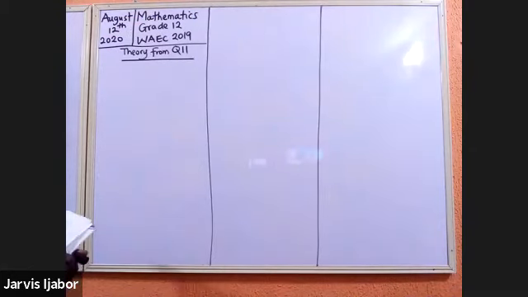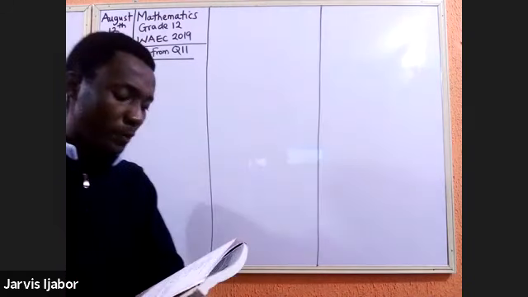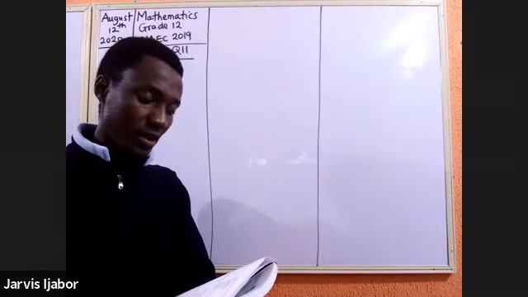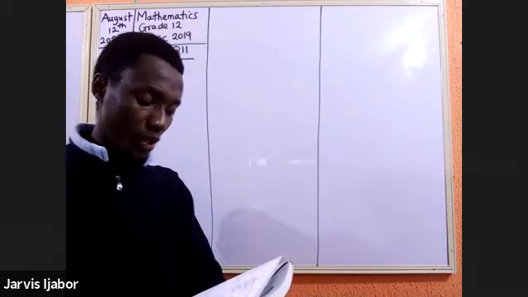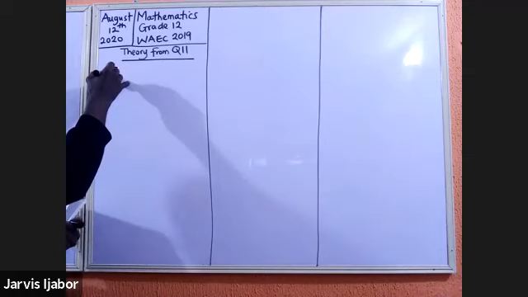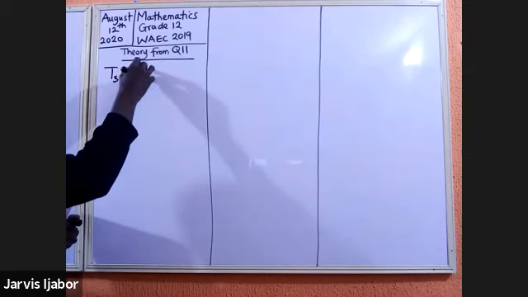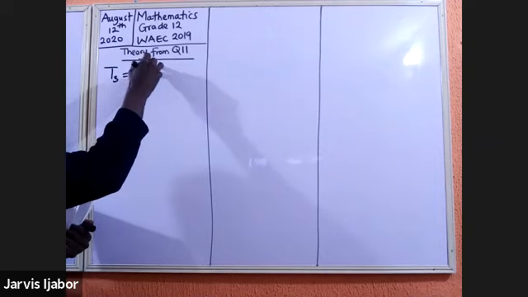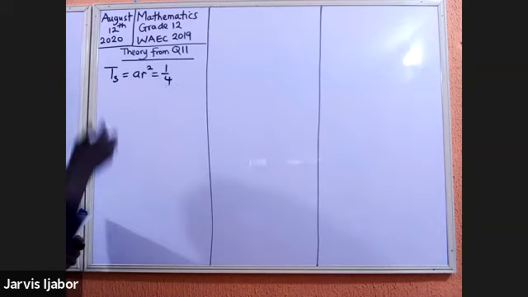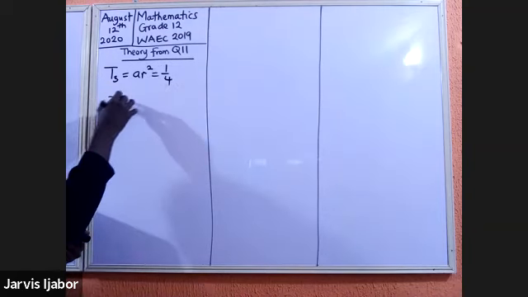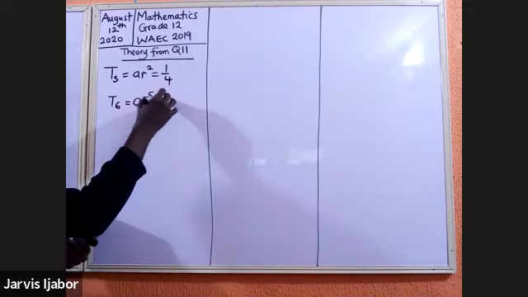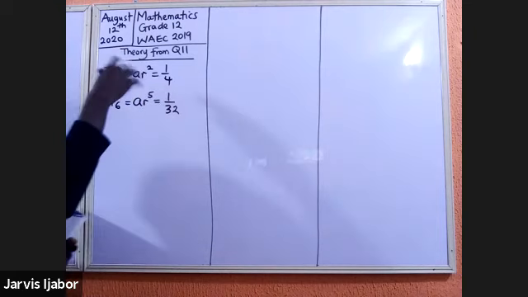In question 11, it says the third and the sixth term of a GP are 1/4 and 1/32 respectively. Find the first term and the common ratio. So straight away, we know that T is what we use to denote a GP. So T3 will be AR to the power of 2, and that will be equal to 1/4. Now T6 will be equal to AR raised to the power of 5, and that will be equal to 1/32.